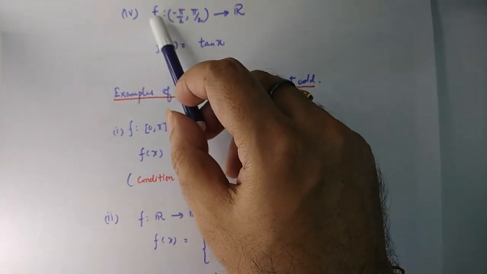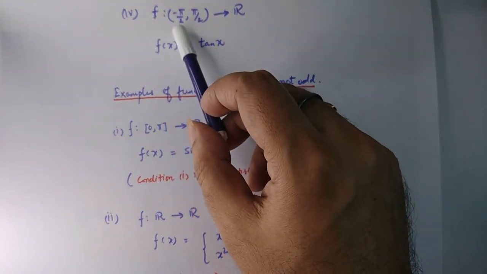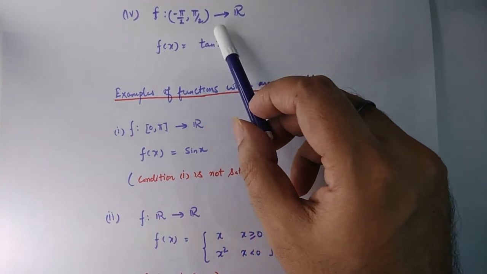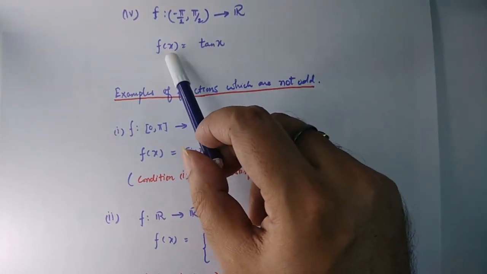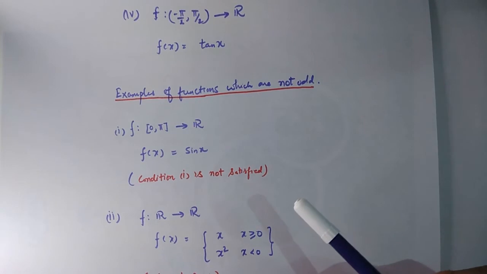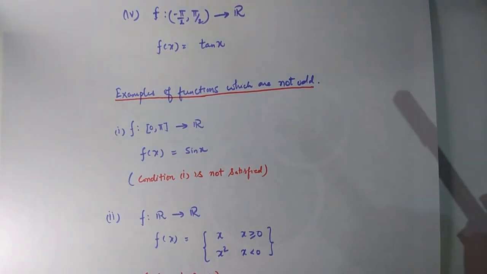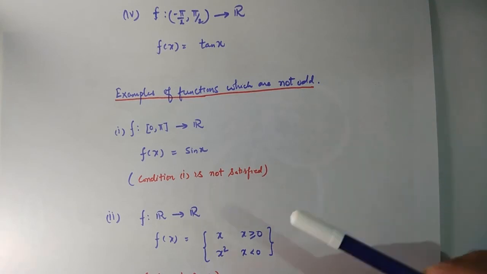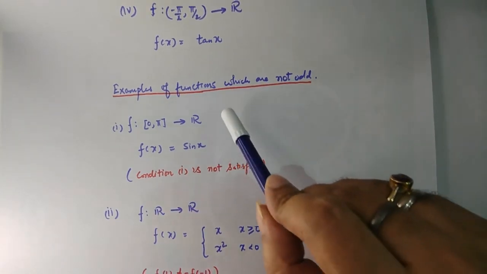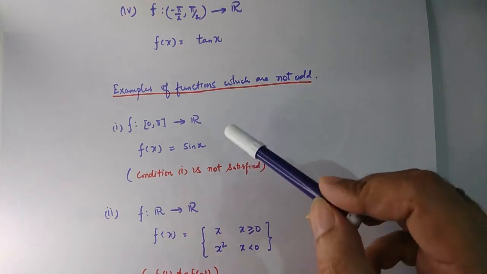Similarly, the function f from the open interval minus pi by 2 comma pi by 2 to R given by f of x equal to tan x is also an example of an odd function because tan of minus x is minus tan of x. Now, let us look at some functions which are not odd.